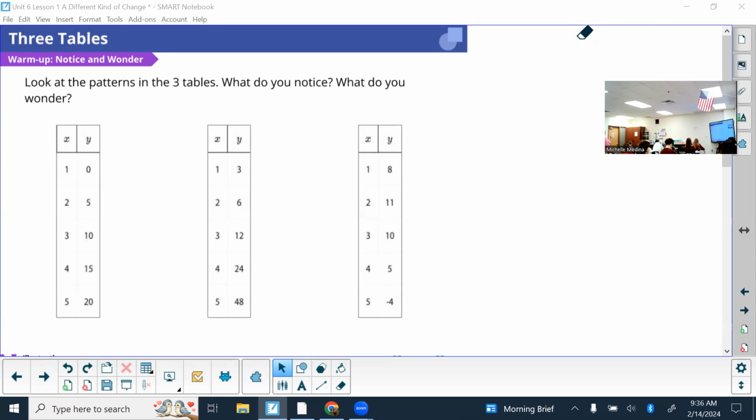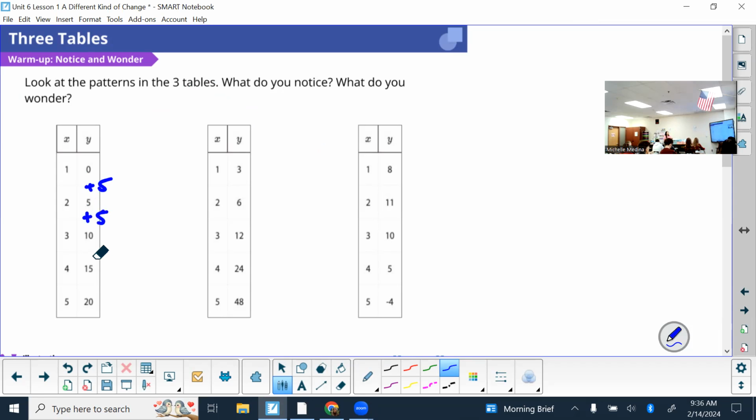Kadisha, give me something that you noticed. Table 1, the y values increase by 5 each time. That is a true observation. What does it mean if it increases by the same amount each time? It is linear. So one of your notices could be that the first table is linear. Good.